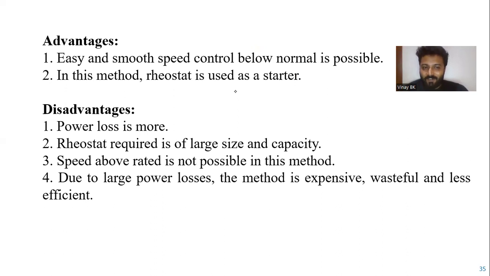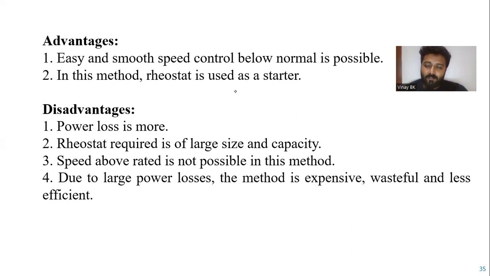But here the power loss is more. Therefore, the rheostat required is of large size and capacity. And here a speed above rated is not possible due to the large power losses. The method is expensive, wasteful, and gives a less efficient output. So they will use the potential divider method rarely, but most of the time they will use the flux control method as well as the armature voltage control method.